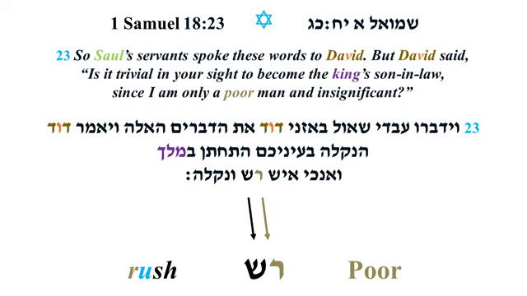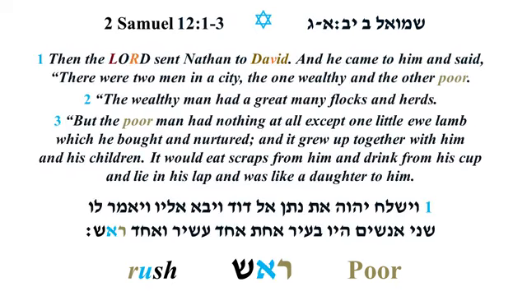We also see it in 2 Samuel 12:1 through 3. "Then Yahweh sent Nathan to David, and he came to him and said, 'There were two men in a city, one wealthy and the other poor, rush, destitute. The wealthy man had a great many flocks and herds, but the poor man had nothing at all except one little ewe lamb, which he brought and nurtured, and it grew up together with him and his children. It would eat scraps from him and drink from his cup and lie in his lap and was like a daughter to him.'"